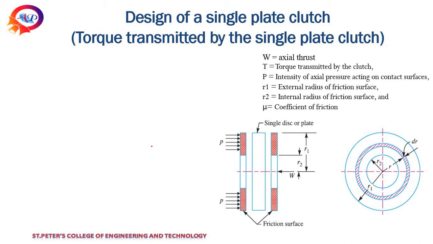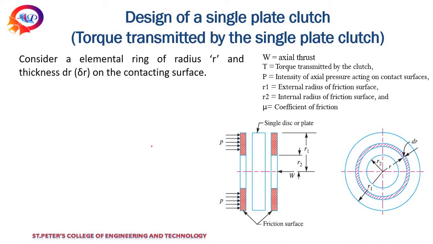For a single plate or multi-plate clutch, W will be the axial thrust and T the torque transmitted. I am taking one plate, where the inner radius is R2 and the outer radius is R1. For design purposes I am considering a small area dr. Mu is the coefficient of friction. Consider small element rings, so that I can find how much torque is applied on this ring, or how much torque we want to transmit from one plate to the other.